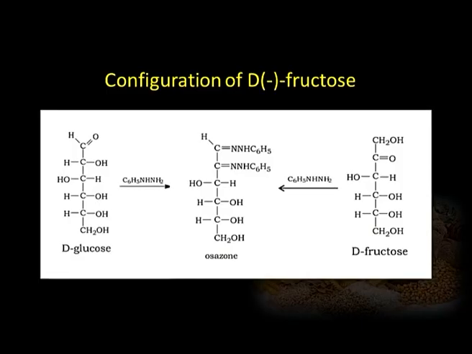Its configuration was determined on the basis of a simple reaction that we have also discussed earlier, that is the osazone formation. It was found that D plus glucose and D minus fructose both give the same osazone. This is the configuration for D plus glucose that we have seen. These 2 lower hydroxyl groups on the asymmetric carbon atoms are on the right, then on carbon number 3 this hydroxyl is on the left, and on carbon number 2 it is on the right.